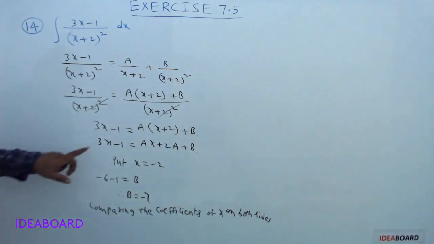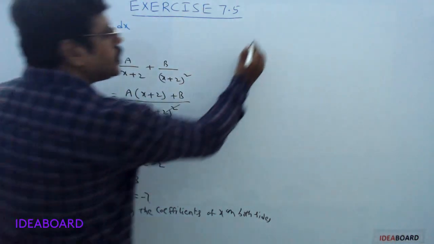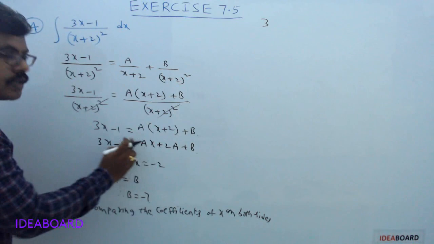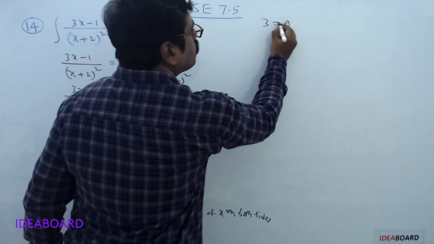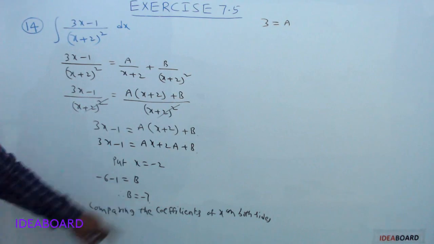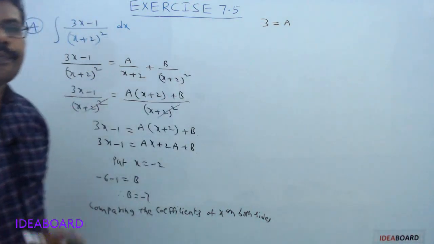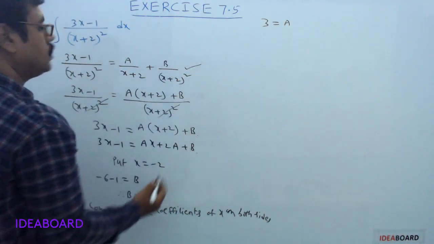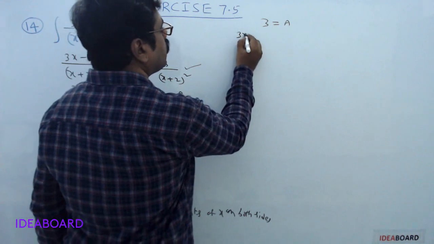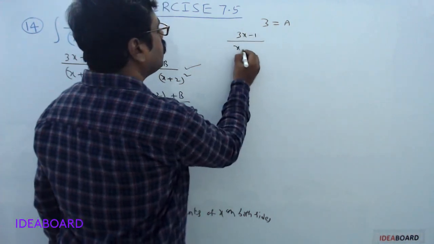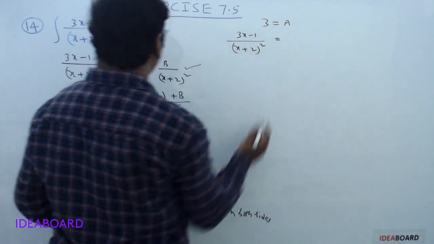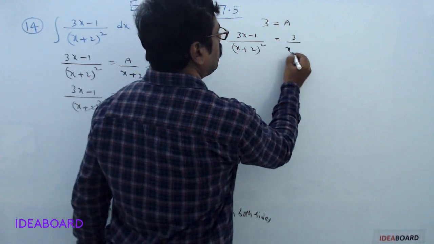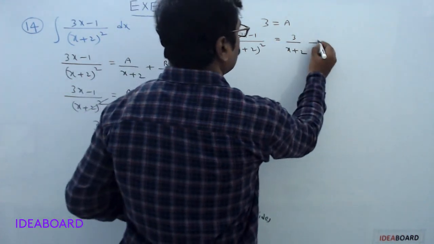Now here in the LHS part, what is the x coefficient? The x coefficient is 3. Now in the right hand side, what is your x coefficient? a. So 3 equals a. b value is minus 7, a value is 3. Now substitute the values of a and b in this equation. So it is 3x minus 1 divided by x plus 2 whole square equals a divided by x plus 2, that is 3 divided by x plus 2 plus b.